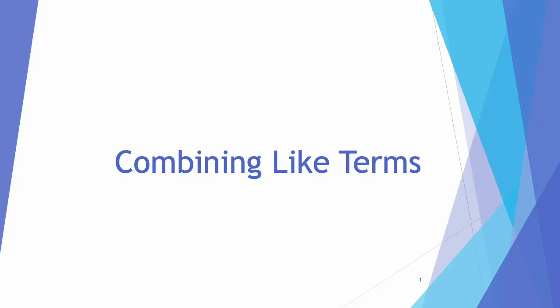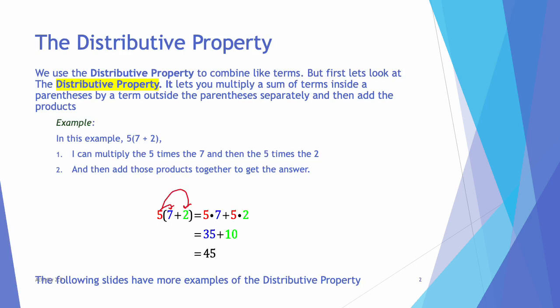Okay, in today's lesson, we'll be studying activity 2.5 and continue our work with variables and problem solving. In this section, we'll be studying like terms and how to combine them, and we'll use the distributive property to do that. So let's look at the distributive property.